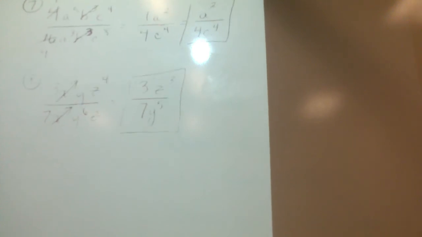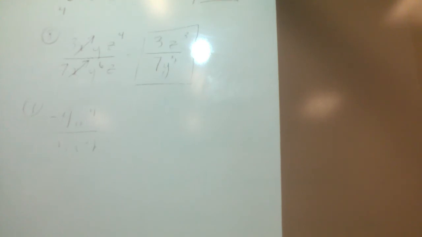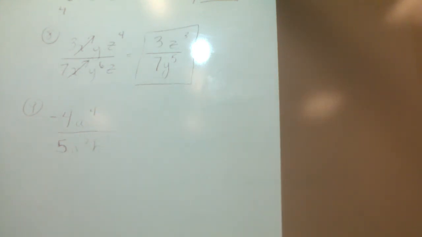Last problem, number 9. I have negative 4a to the 4th divided by negative 5a squared b cubed. All right, so let's start with those coefficients. I've got negative 4 and negative 5. Can I divide them? No. Can I reduce them? No.